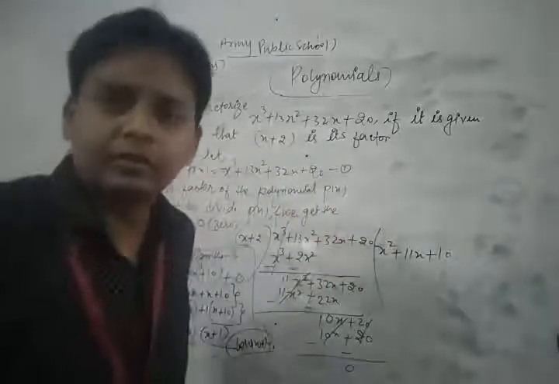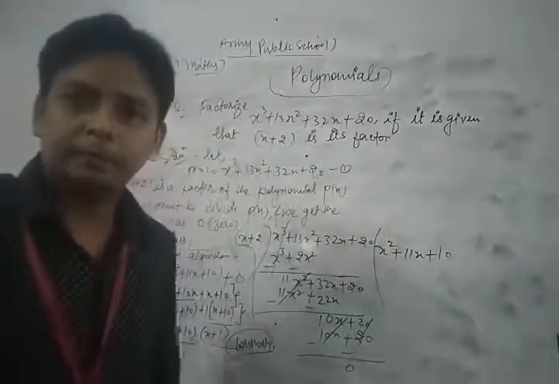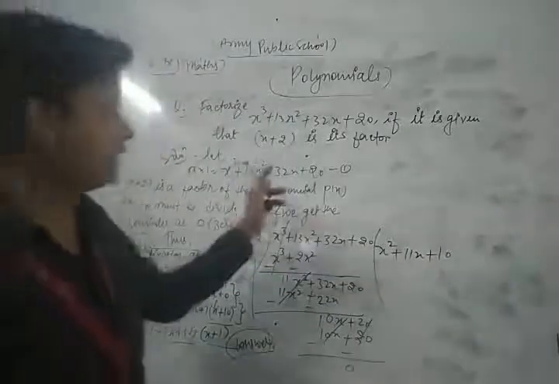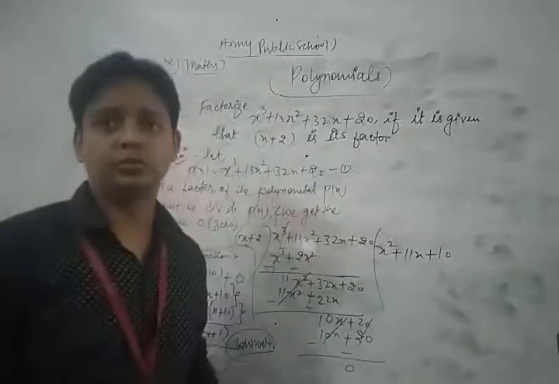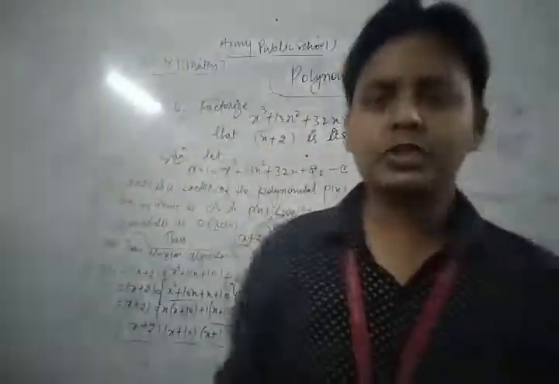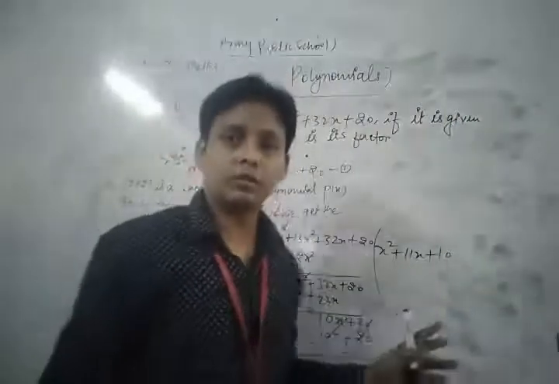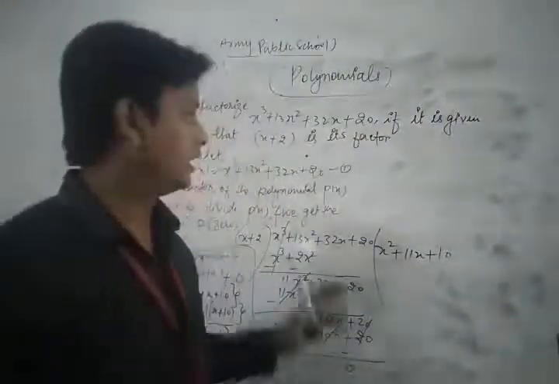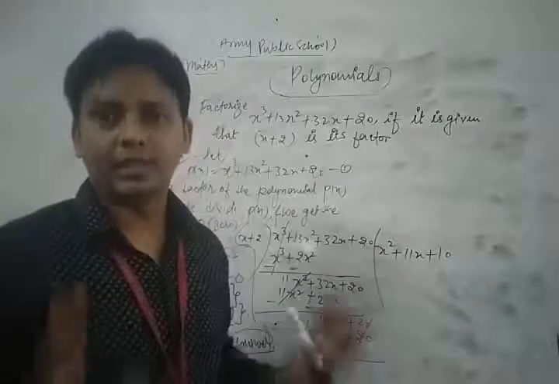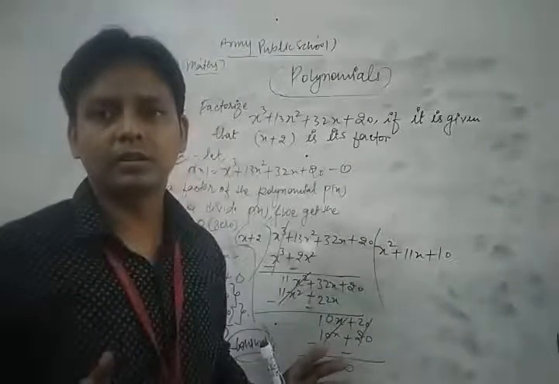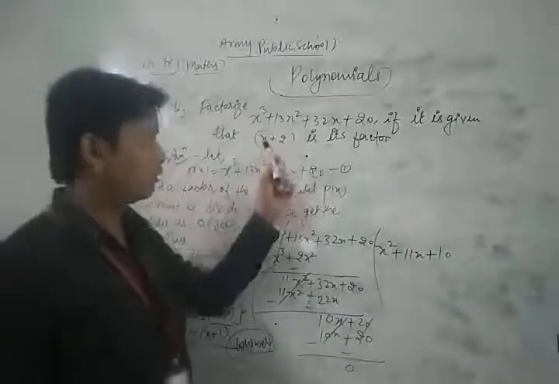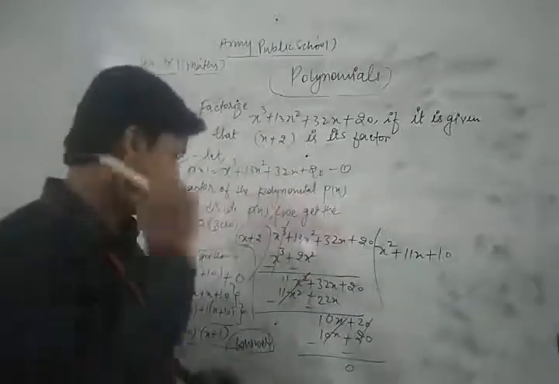Then by the factor theorem, first of all we must divide. First of all we divide the given polynomial by x plus 2, and it is clear that when x plus 2 is a factor of the given polynomial, its remainder will always be equal to 0. Now let's divide the given polynomial by this.